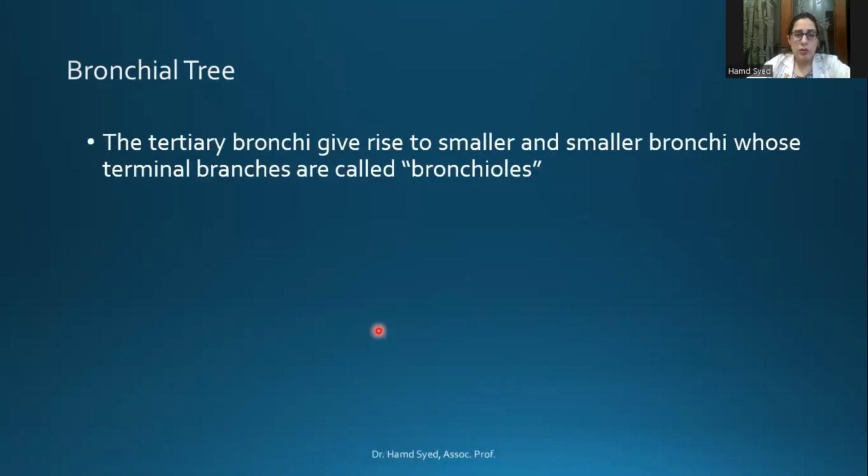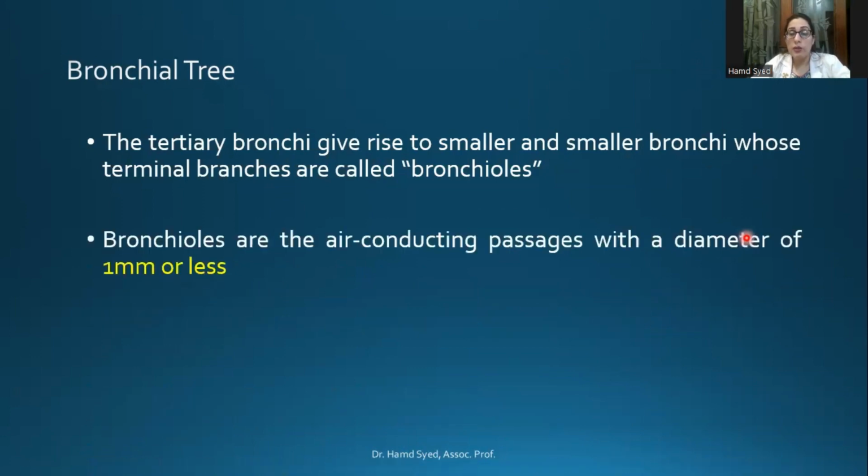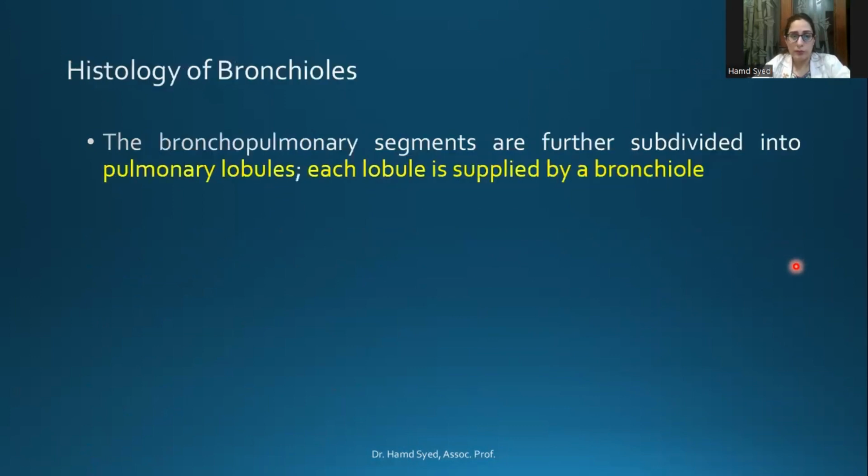Now, the bronchial tree, as I told you, the tertiary bronchi, when they divide further, they form smaller and smaller bronchi, and their terminal branches are eventually called bronchioles. But when do we label them as bronchioles? Well, when the diameter of these air conducting passages becomes 1 millimeter or less, this is the point when we label them as bronchioles.